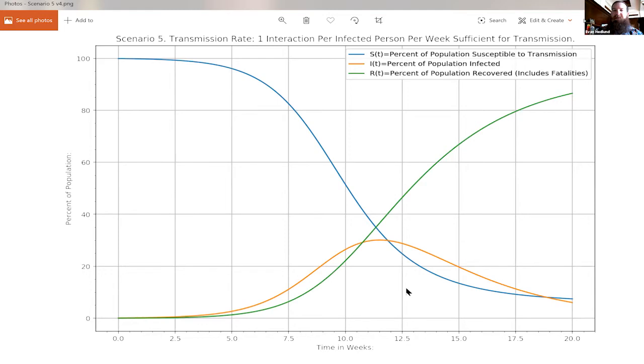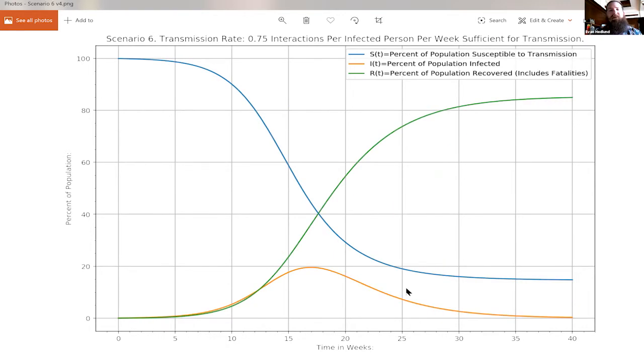Here we go with a transmission rate of 1 interaction per infected person per week. And you'll note here I also adjusted the time in week scale at the bottom. So this is over 20 weeks rather than the 10 that the previous scenarios were looking at. And then if we drop down below 1, then you can see this, and that's even spread over 40 weeks.